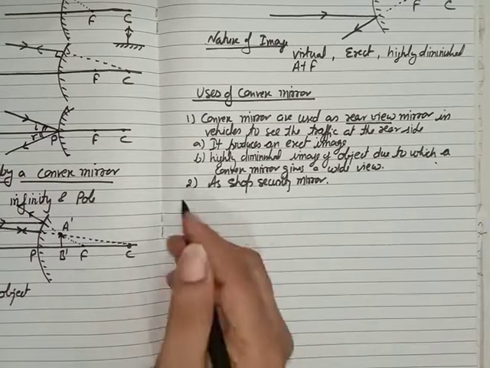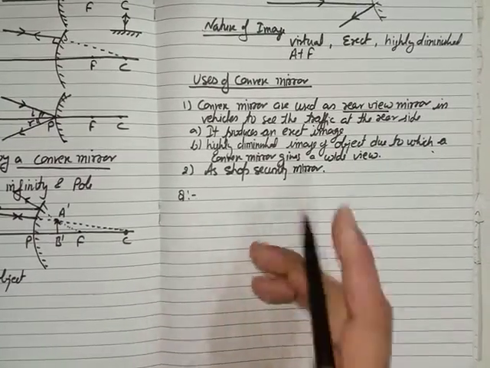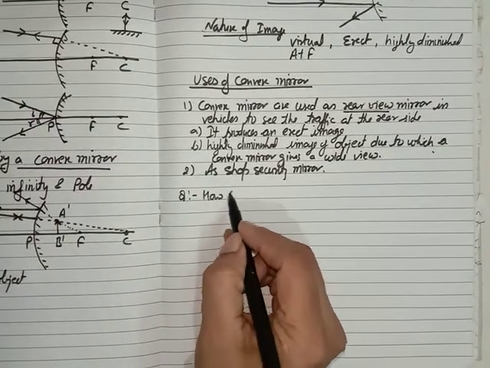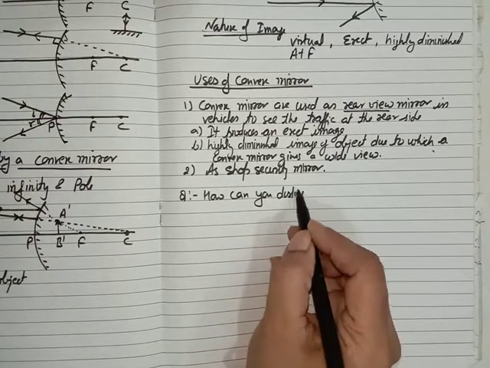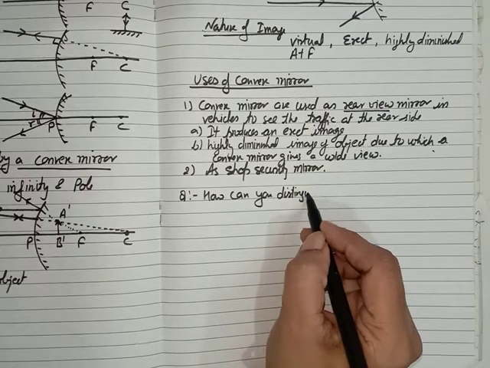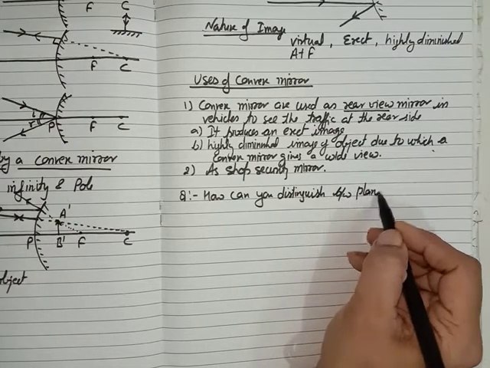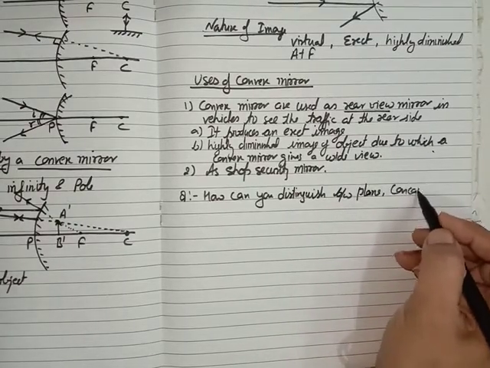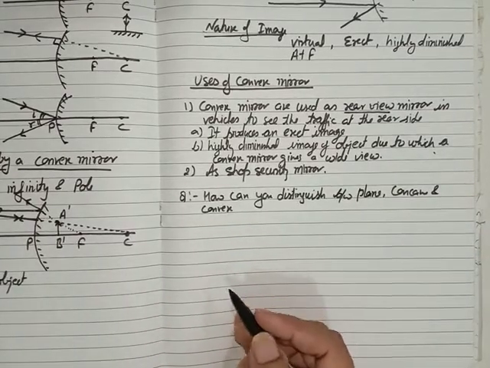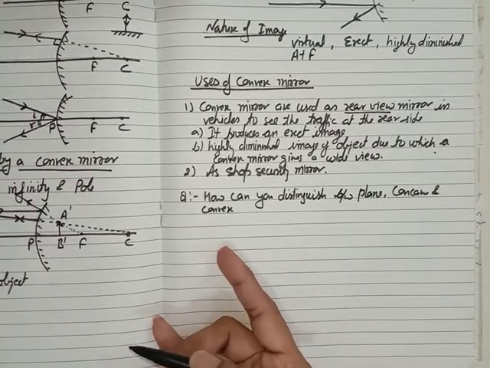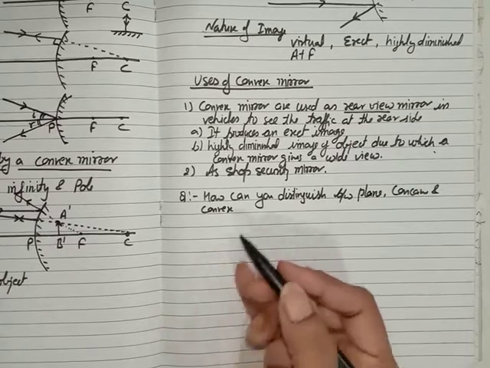Now one question from my side is this: you have to write yourself how you can distinguish between plane, concave and convex mirror. Now you know about all these mirrors and what type of images they form. Then how can you distinguish between them without touching them?